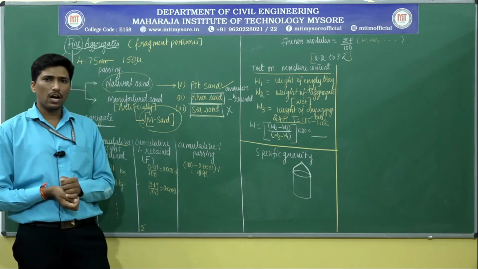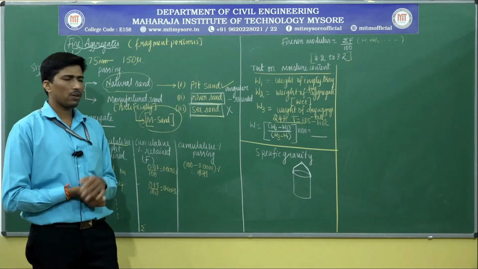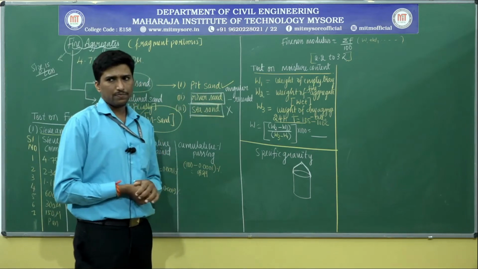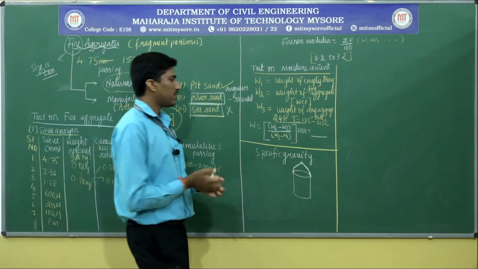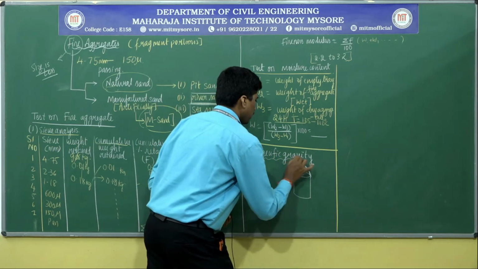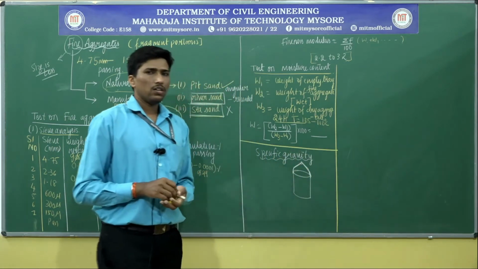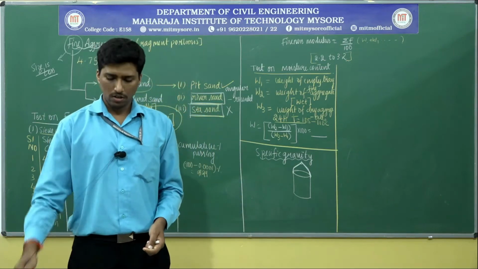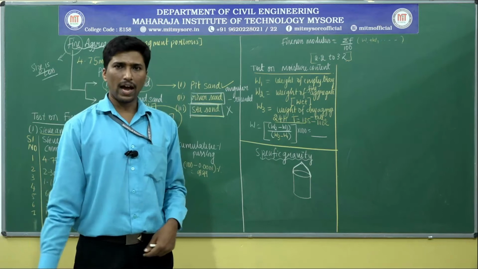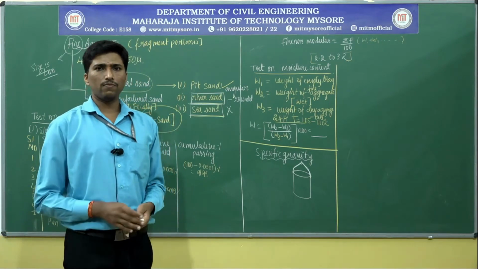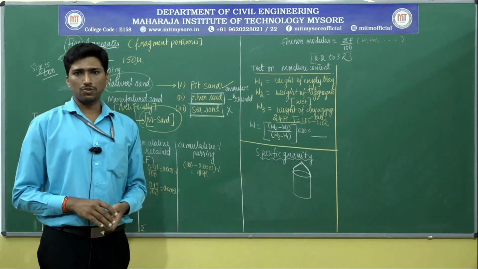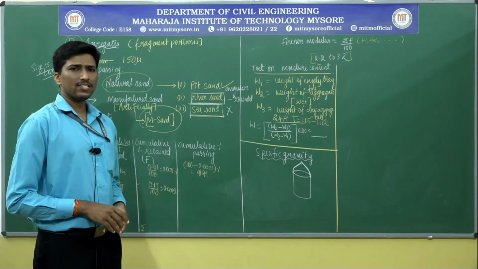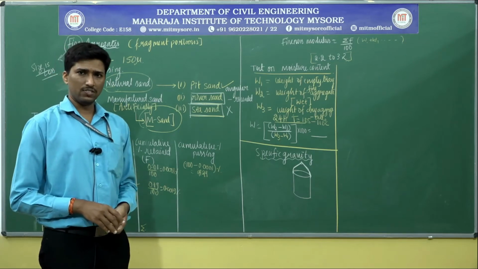Moisture content is another measurement, or test, that is conducted upon the fine aggregate. Moving on to the next test, which is specific gravity. Specific gravity is very much required for the design mix of concrete, and it is also required for water as well as wastewater treatment. It has multiple applications, but let us get to know how the specific gravity is determined.